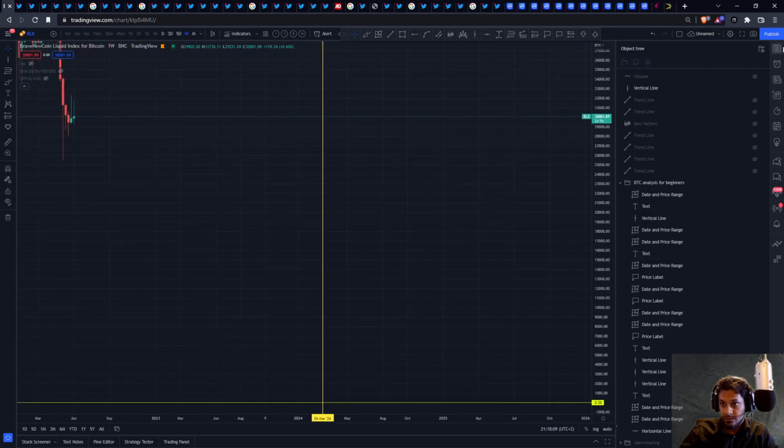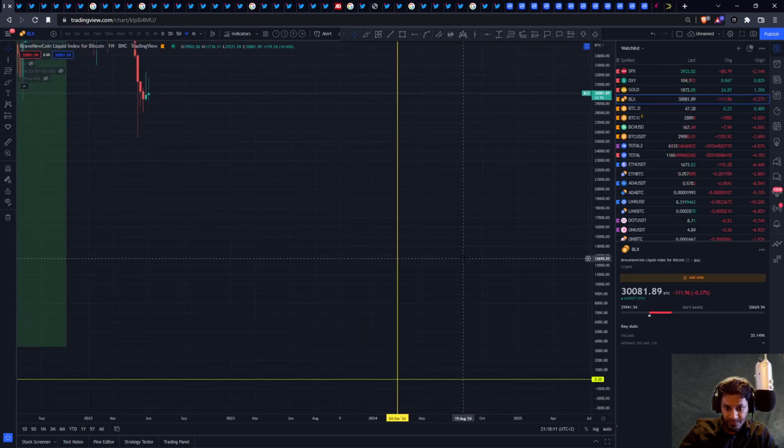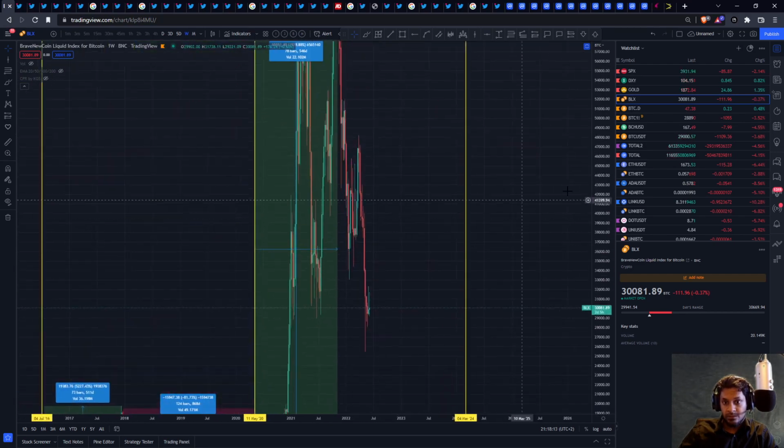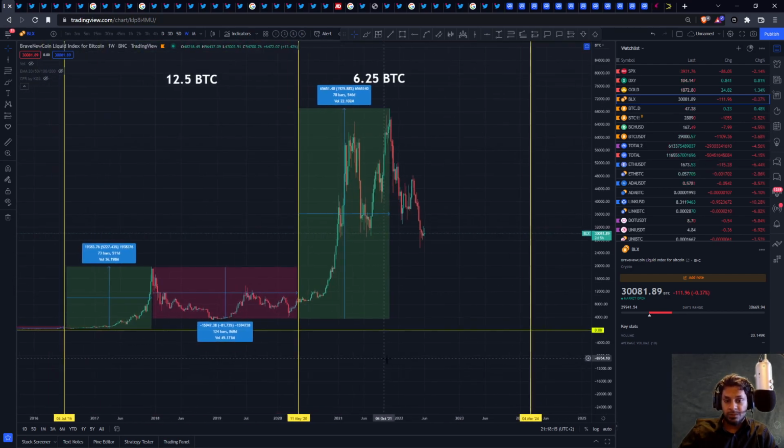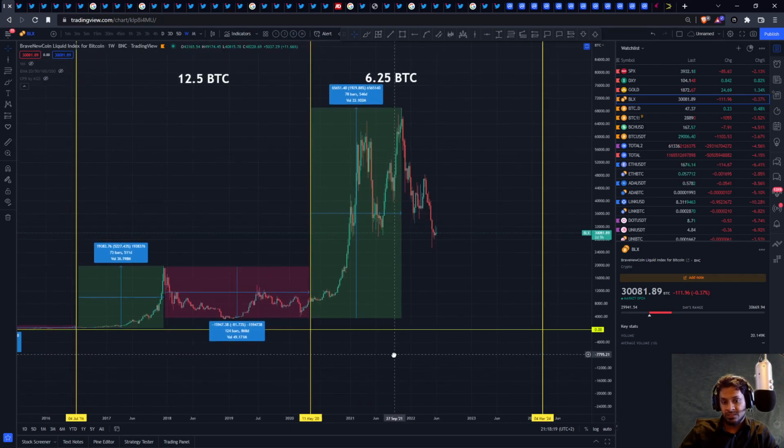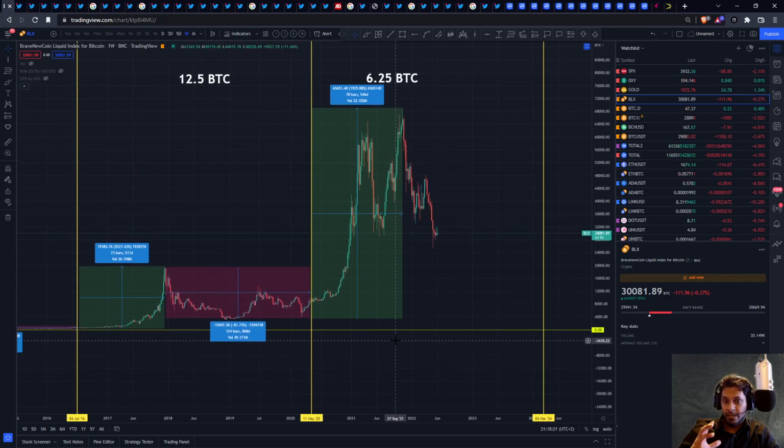It's over here. Somewhere around here, okay? It's March 4. So what we have to do now is look at the previous cycles, and we can see at the previous cycles a good moment to buy and build up your portfolio is during the bear market.